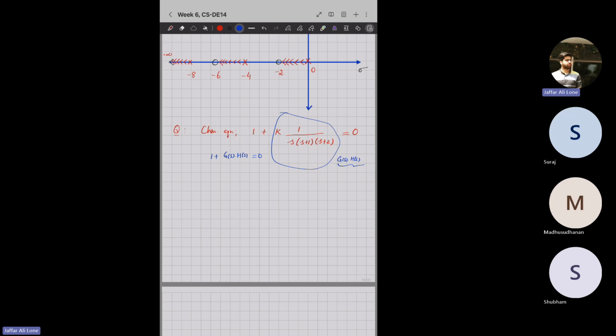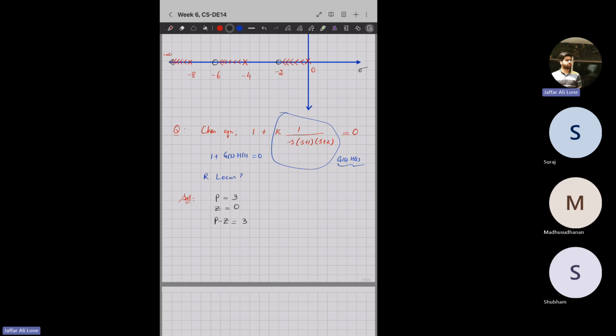And we have to draw the approximate root locus. Now, see how we solve such problems. Whenever you have to find the root locus, go step by step. First of all, you will see what is the number of poles? P, 3. What is the number of zeros? 0. What is P minus Z?